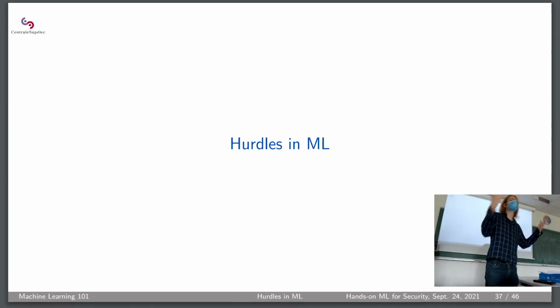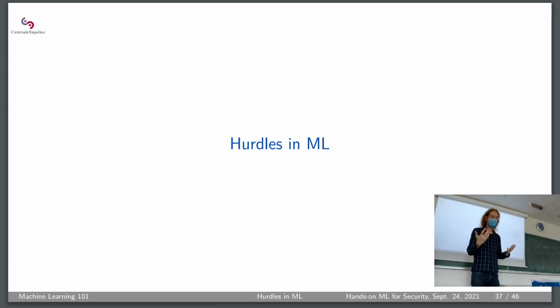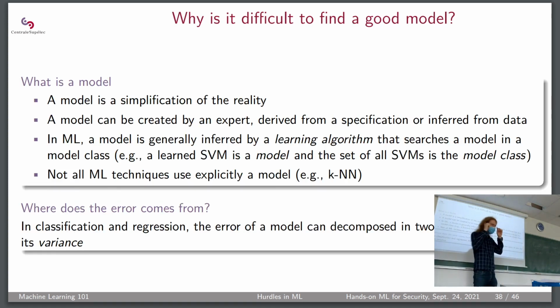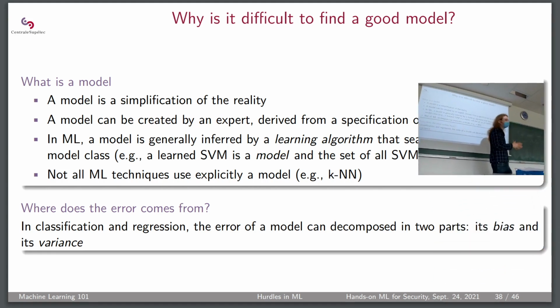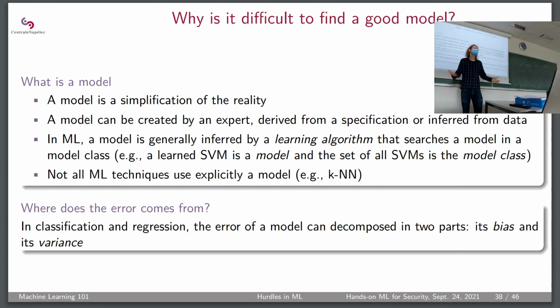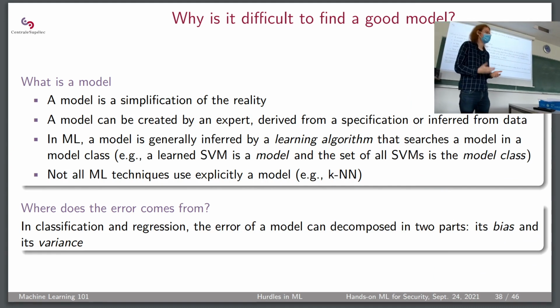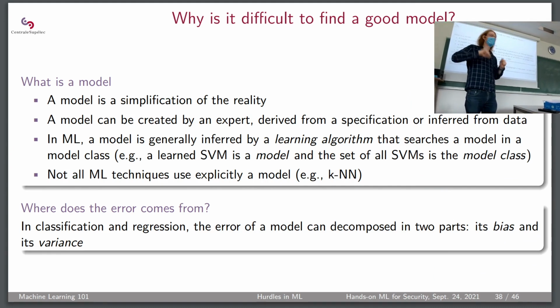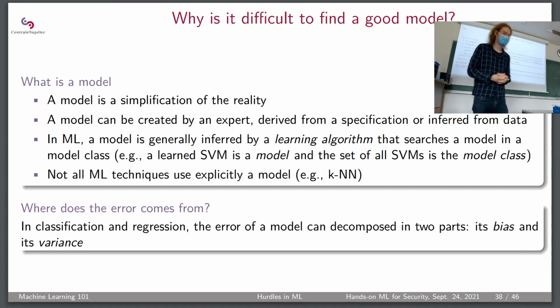So we saw a lot of models. And I will talk a little bit about the hurdles you can face in machine learning. First, a bit of theory of machine learning. Why is it so difficult to find a good model? Why don't we have yet some good model you can use? Why sometimes they work, sometimes they don't? Why is that?